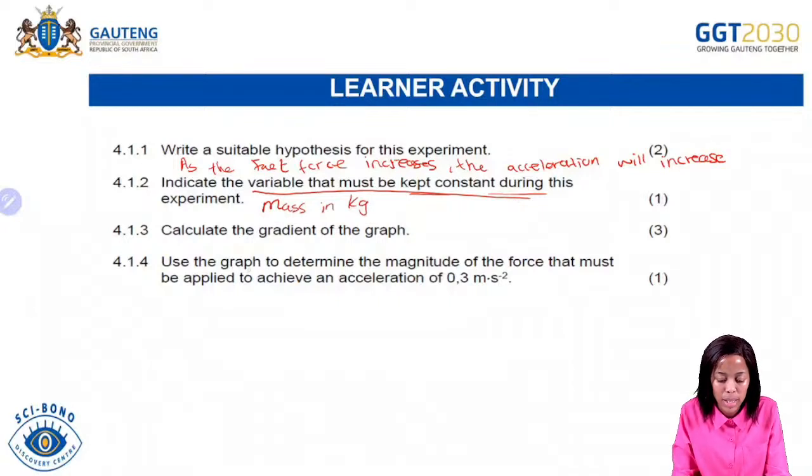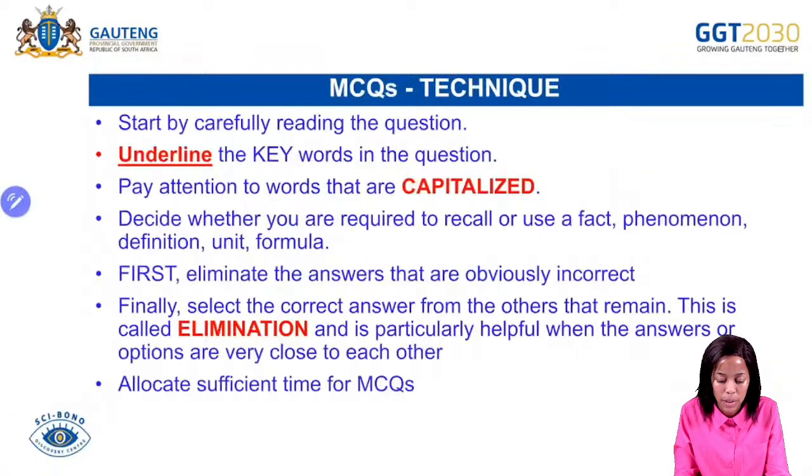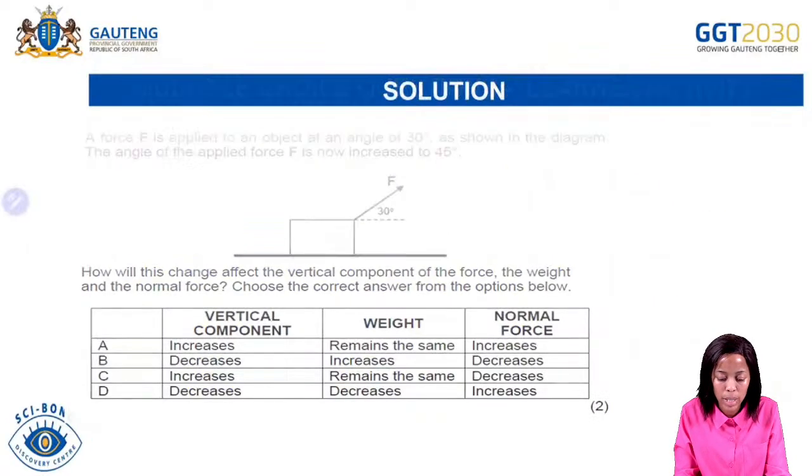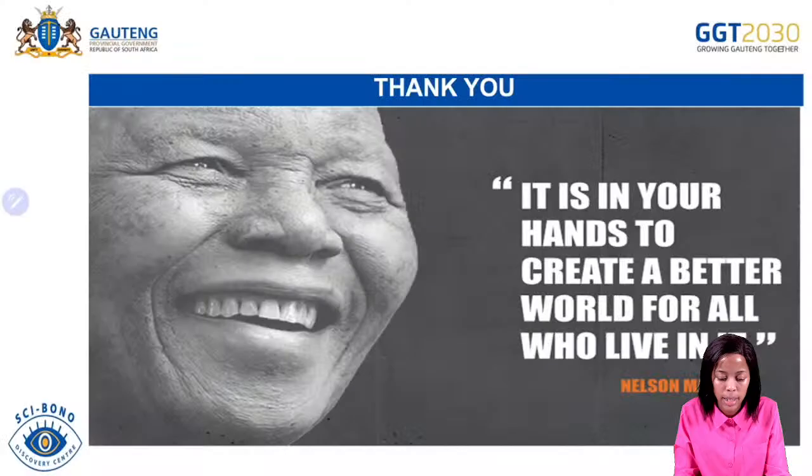Now 4.1.3 says you need to calculate the gradient of the graph. So how do we calculate the gradient of the graph?